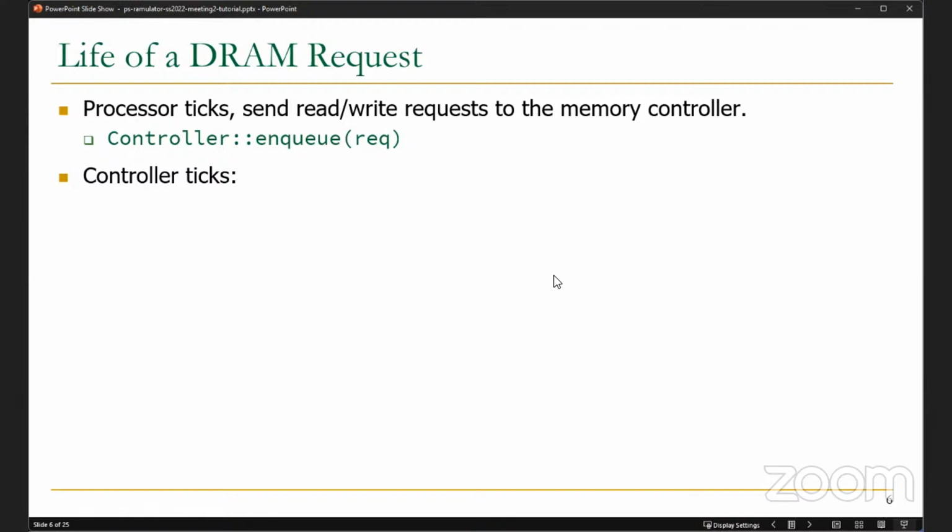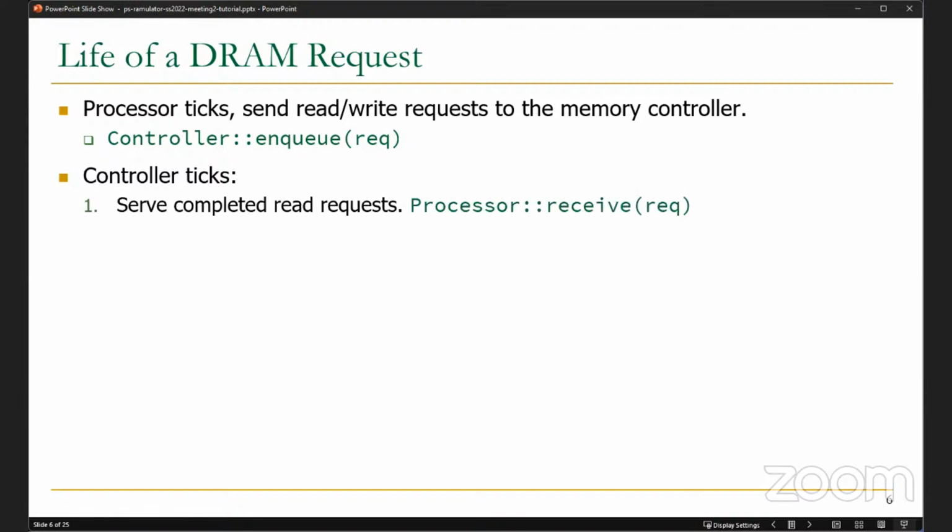And then when the controller ticks, first it will serve any previously completed read request and cause the callback on the processor side to the request to basically fill the corresponding cache lines and continue and unblock the pipeline.